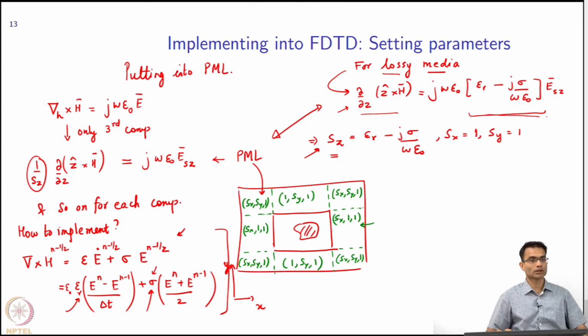In the corner regions, if I have a 3D structure, then in the corners I will have Sx, Sy, Sz. Yeah, but the loss will be exactly like a lossy medium. But for example, the intermediate ones will not be purely lossy media, they will be anisotropic. For example, here.